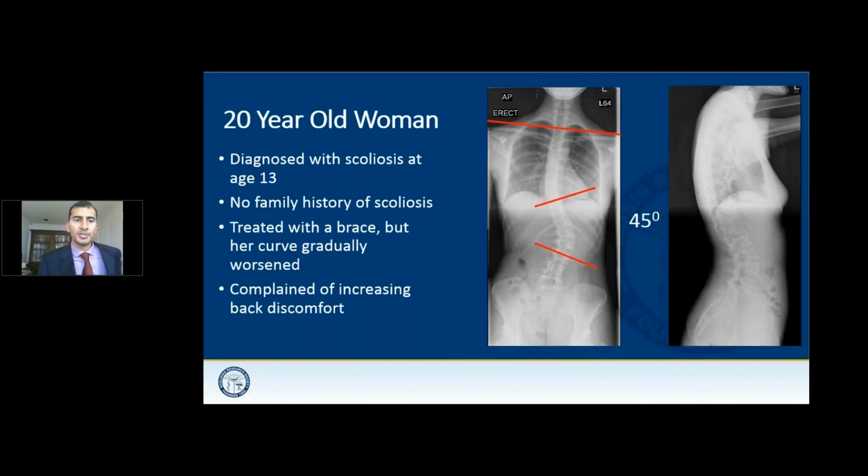I'm going to talk about a slightly older person who had scoliosis at age 13. This is a girl who was diagnosed with scoliosis at age 13. There was no family history of scoliosis, which is very typical. She was treated with a brace, but her curve gradually worsened, and she was complaining of some back discomfort. Typically, scoliosis is not painful, but some patients can get muscular aches and discomfort from the curvature of their spine.